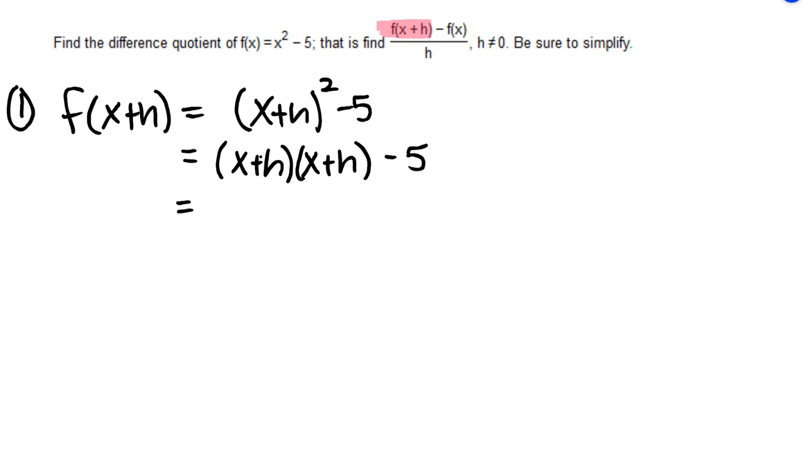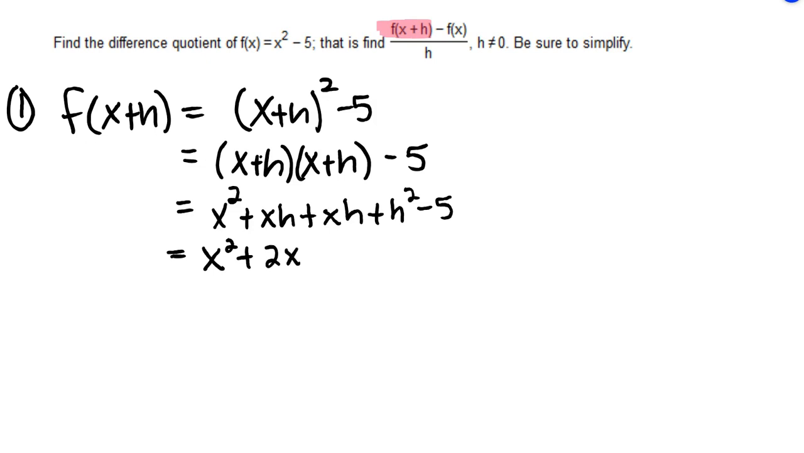And I'll multiply that out to get x times x. Sorry, that's x squared plus xh plus xh plus h squared minus 5. Then I'll combine like terms to get x squared plus 2xh plus h squared minus 5. And that's as far as I can go with the first part. So then I'm going to do the second step, which is to calculate the entire numerator. Now I've already calculated the first part of the numerator above. That's the f of x plus h.